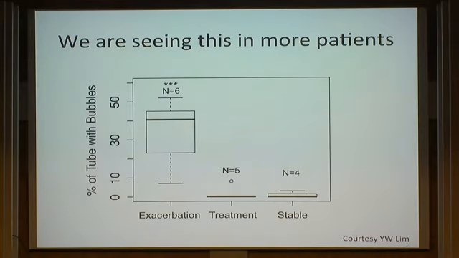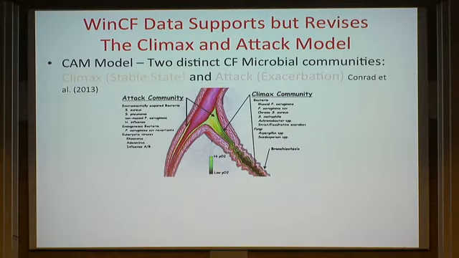Now, that story was only of one person. However, with the help of Yanwei Lim in our lab, using my system, we're starting to see this in more people. So now we have the same event in 6 different individuals with massive gas production, but not during treatment and not during stability. So we're starting to think that it isn't just characteristic of one person, but it is, in fact, possibly a ubiquitous characteristic of CF disease.